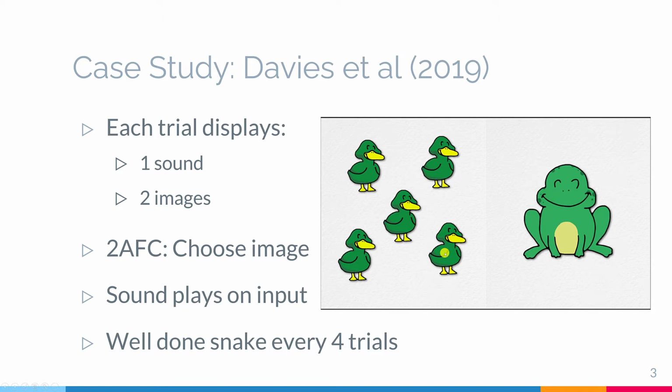In every trial, 2 images and a sound are displayed. The child must select the image that best matches the sound. To avoid discouraging children, we play the same sound, regardless of whether the choice is correct or incorrect.